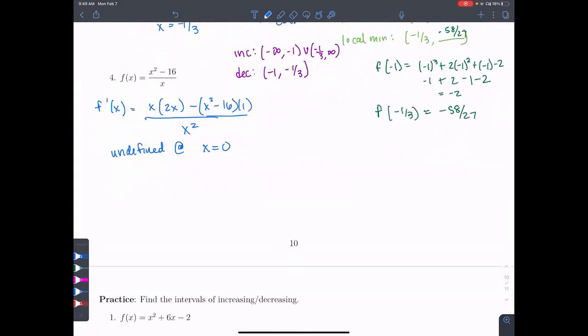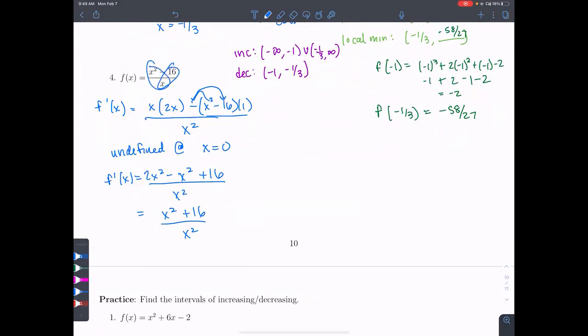Let's simplify the top. We have 2x squared minus x squared plus 16. Make sure to distribute that minus sign over x squared. So that would be actually just x squared plus 16 over x squared. Okay. You didn't have to do the quotient rule there. You could simplify this, right? And then do the power rule twice, but whatever.